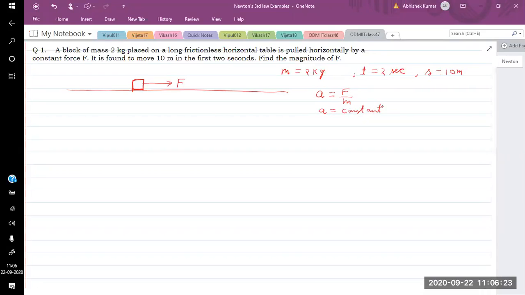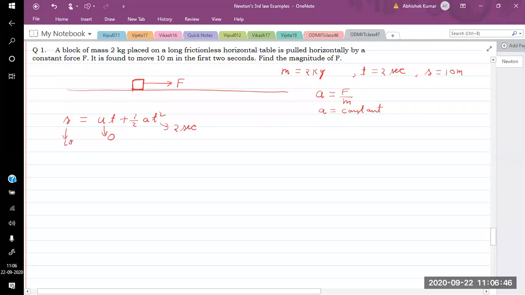So displacement is given and initially object is placed, so it is kept at rest. So we can use the equation S equal to ut plus half at square. This will give the value of acceleration if you solve this. How it will give acceleration? Because initial velocity is 0, acceleration is not given, time is given 2 seconds, displacement is given 10 meter.